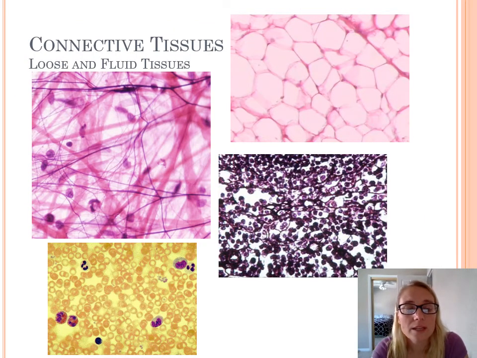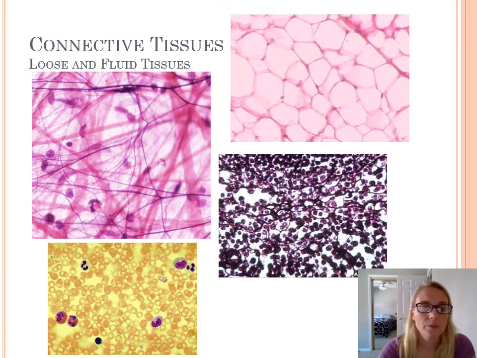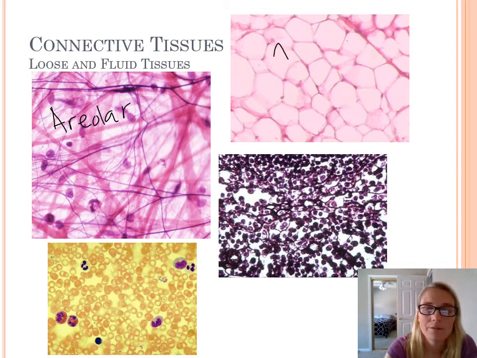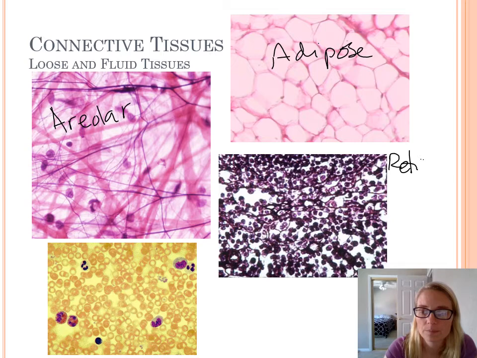Okay. The next is loose connective tissues and fluid connective tissues. I put the fluid connective tissues on the same slide here. So we have three types of loose connective tissue shown on this slide. We have areolar, we have adipose, and we have reticular. So I'll get those named.